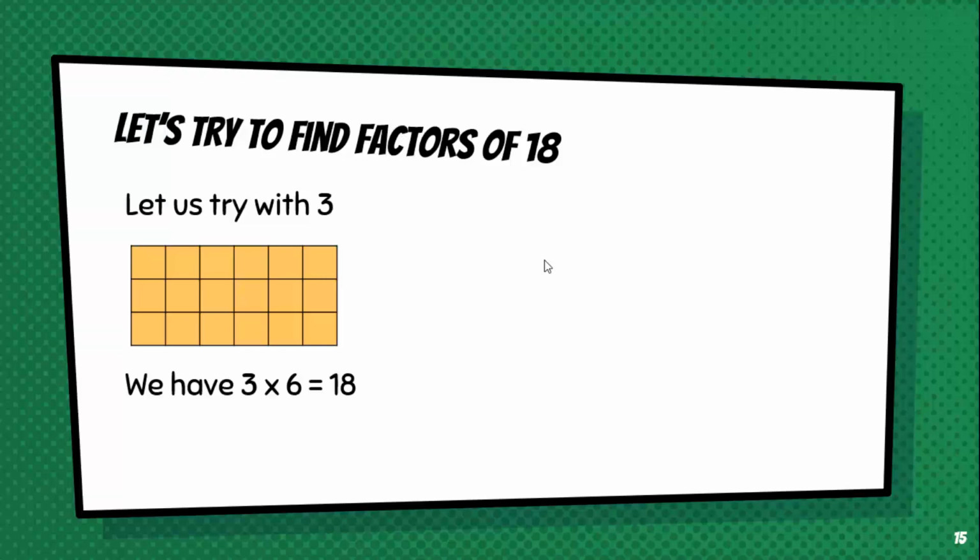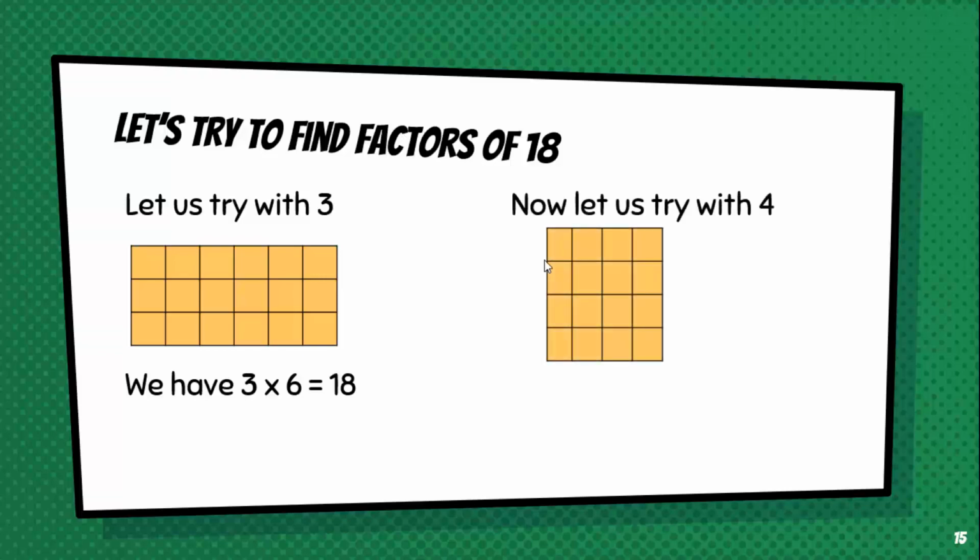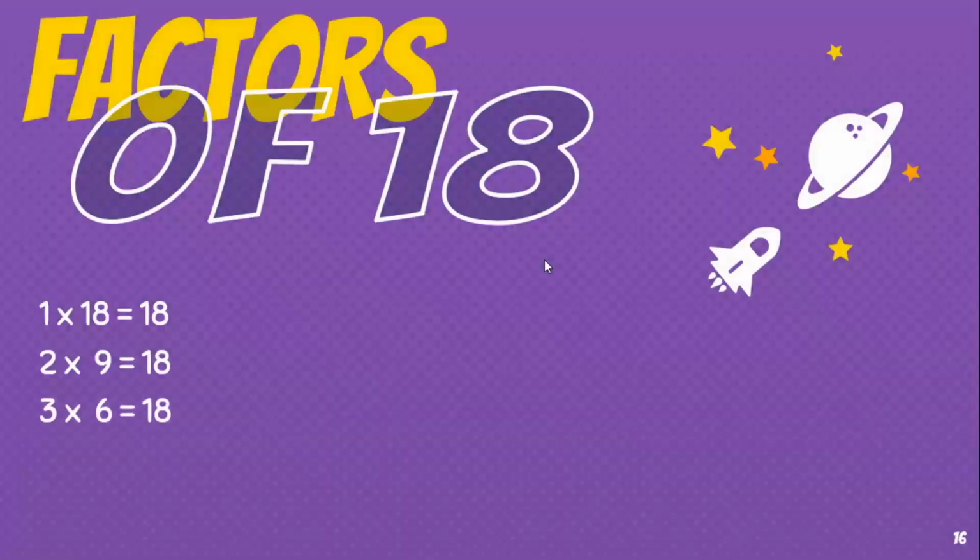What about 4? Is that going to work for me? Let's find out. So here you can see I have 4 rows and 4 boxes in each row. That gives me 16 boxes, right? But I need to have 18 boxes. What about these two? They are left out. No, this does not form complete sets. So 4 is not a factor of 18, or it is not possible. So now as we write, we will write the factor 3 into 6 equals to 18, but we will not write 4.